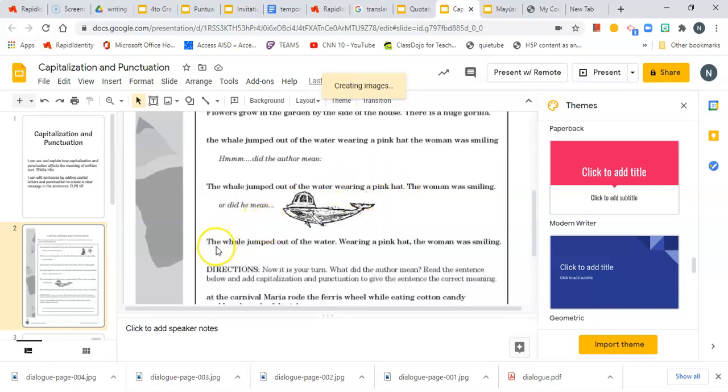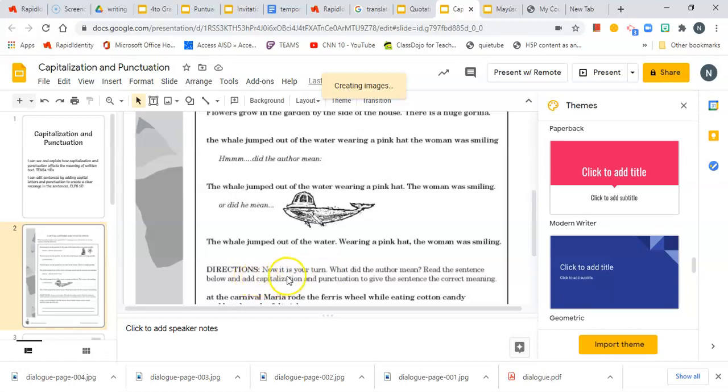Maybe the author meant the whale jumped out of the water. Wearing a pink hat, the woman was smiling. So now the woman is wearing the pink hat and she is smiling. And the whale jumped out of the water. Maybe the woman was going whale watching. That would make more sense, that we separate the sentence: the whale jumped out of the water, period. So then I start with a capital letter. Wearing a pink hat, the woman was smiling. So it's telling me what the woman is wearing. That would make more sense.